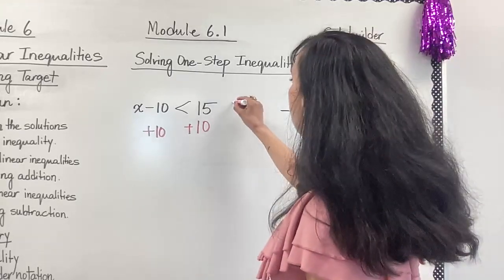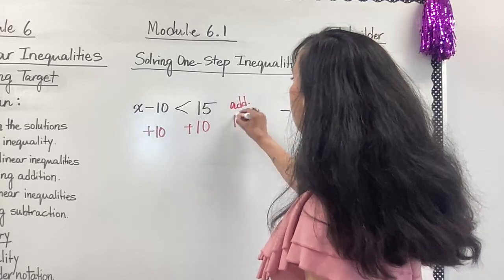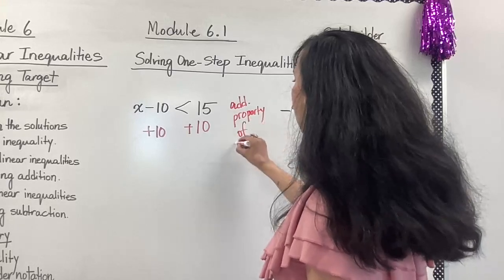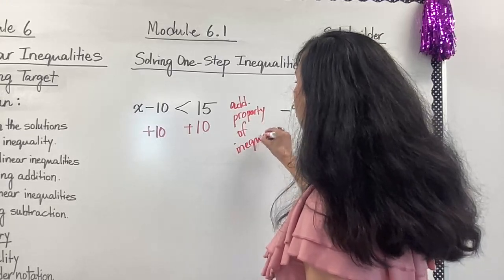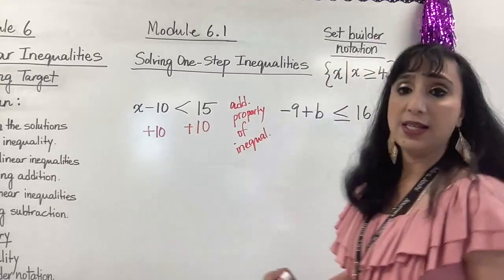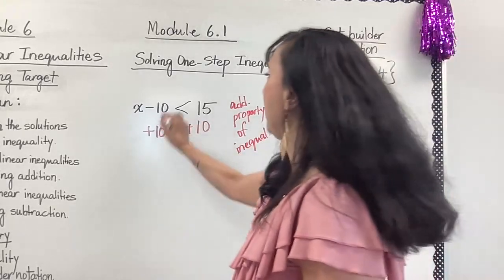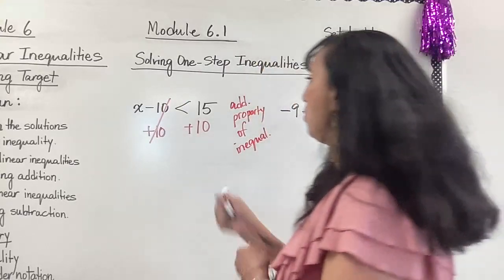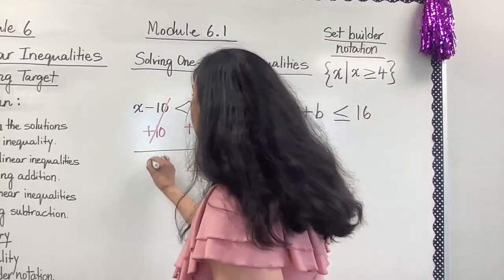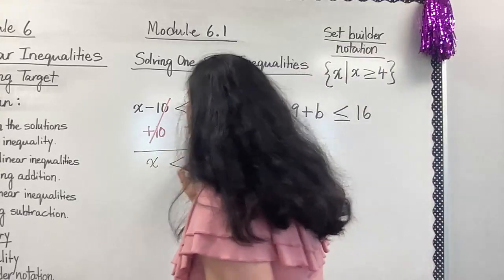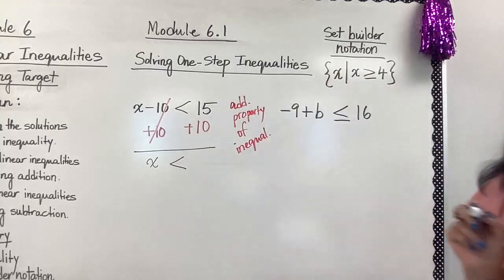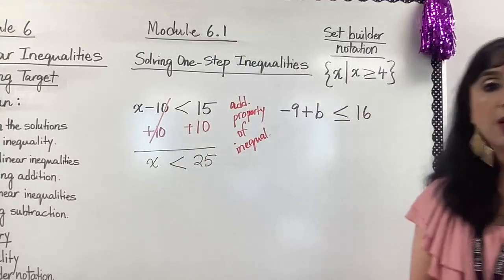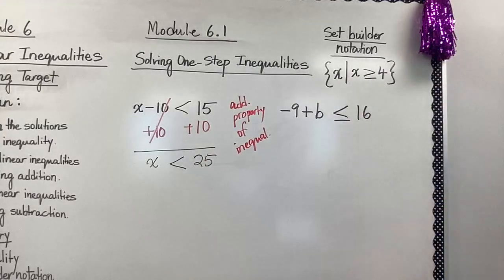So I am using the addition property of inequality. Okay, so that's what this is. And then what is 10 minus 10? This is going to cancel each other out. And so I'm left with x is less than, what is 15 plus 10? I get 25. So x is less than 25.